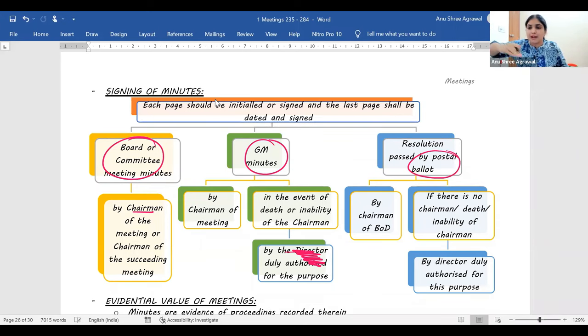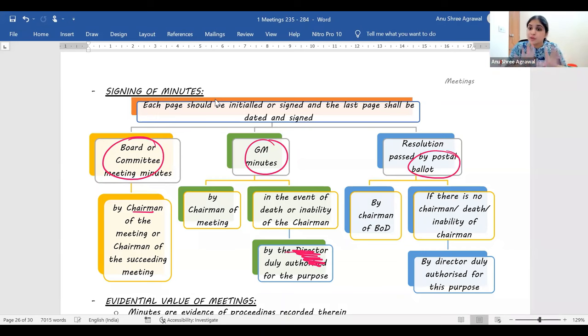Again, the board will have to appoint a director and that director will have to sign. This is extremely important, guys. Who will sign the minutes? Board meeting minutes, committee meeting minutes: either the chairman of this meeting or chairman of next meeting, no problem. But general meeting minutes: chairman of that meeting, and if he is not able to sign, then chairman of next meeting, no. If he is not able to sign, then the board of directors will have to appoint one director, and that director will sign.